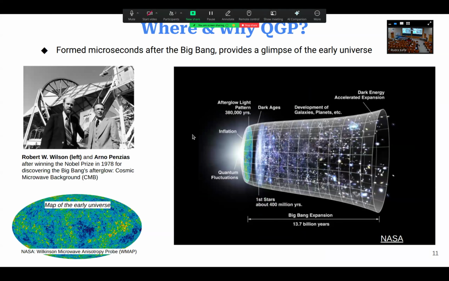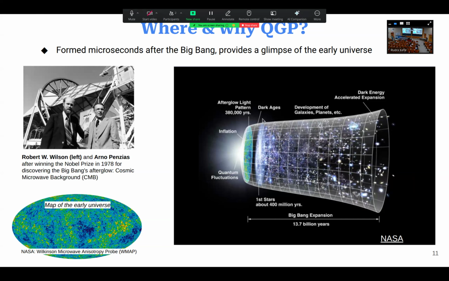So where are these exotic phases of matter formed? If you look at the history of the universe, if you go back 13.7 billion years ago, when there was no day or night, because there was no earth, right? The universe started 13.7 billion years ago after the Big Bang. And shortly after the Big Bang, the temperature and density of nuclear matter were so high that an exotic phase of matter called quark gluon plasma formed shortly after it.